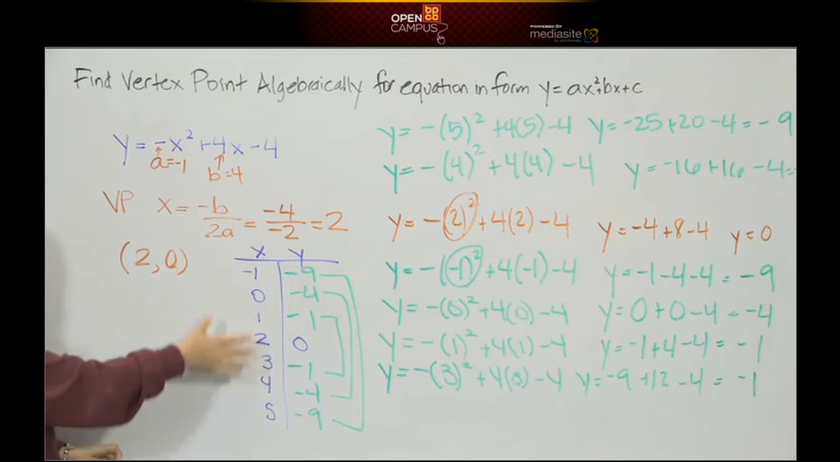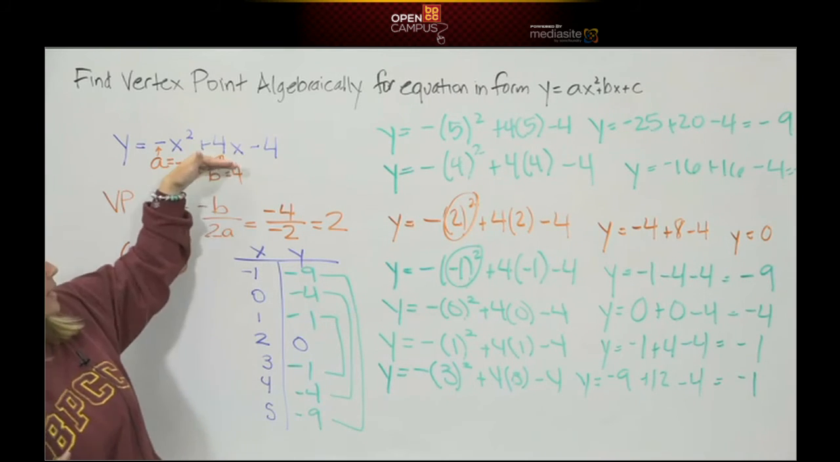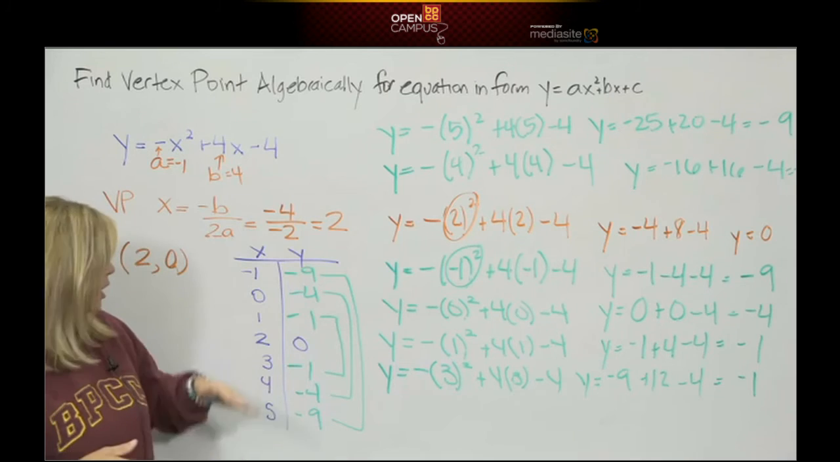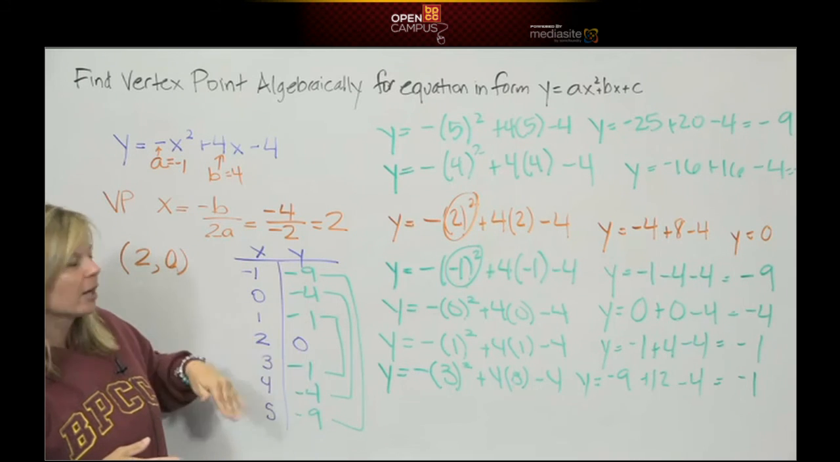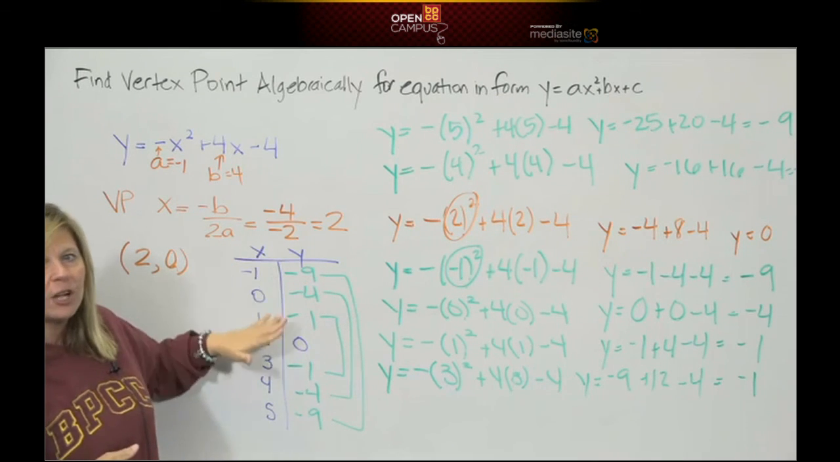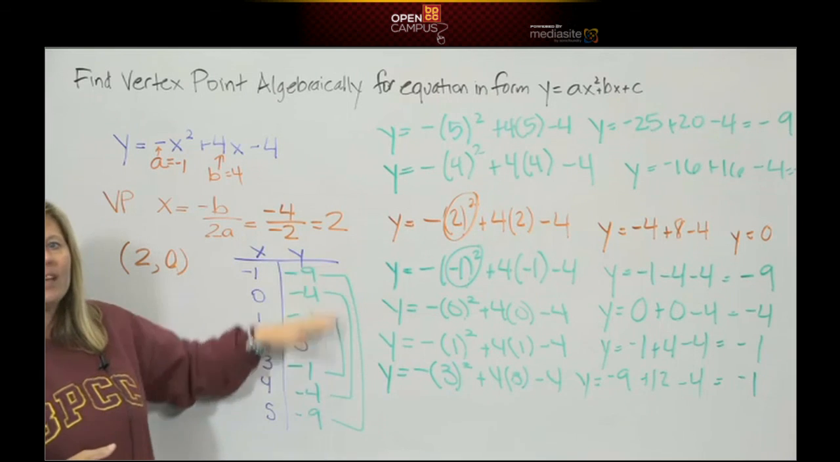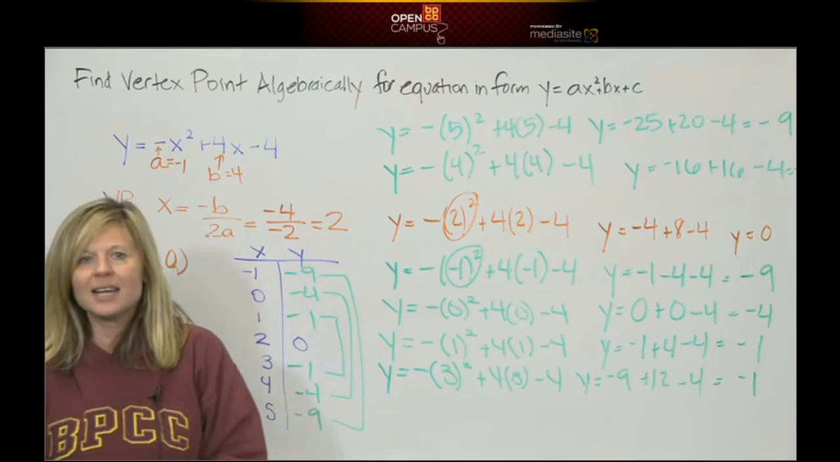So when you set up a t-table for a quadratic equation, that's your goal. The vertex point goes smack in the middle, 3 values to the left, 3 values to the right, and they should be symmetrical. See you in the next video.